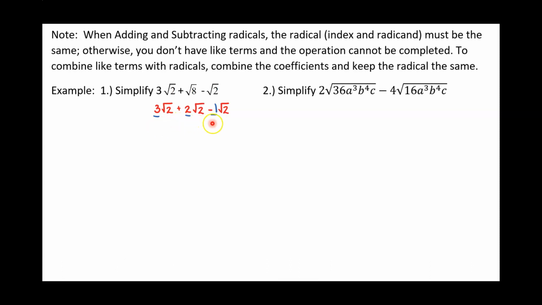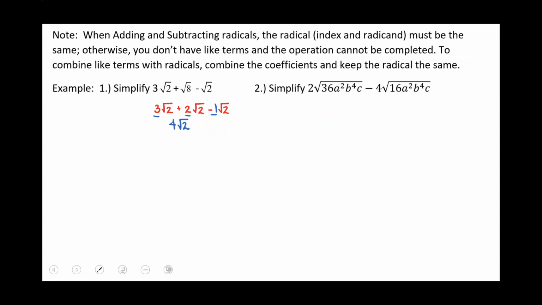3 plus 2 minus 1 is going to give us 4. And then we keep our radical exactly the same. The index and the radicand do not change. So it would be just as if you had 3x plus 2x minus 1x, you would get 4x. So it's the exact same idea. I have 3 square roots of 2 plus 2 square roots of 2, that's 5 of them, minus 1 square root of 2, so that leaves only 4 of them.